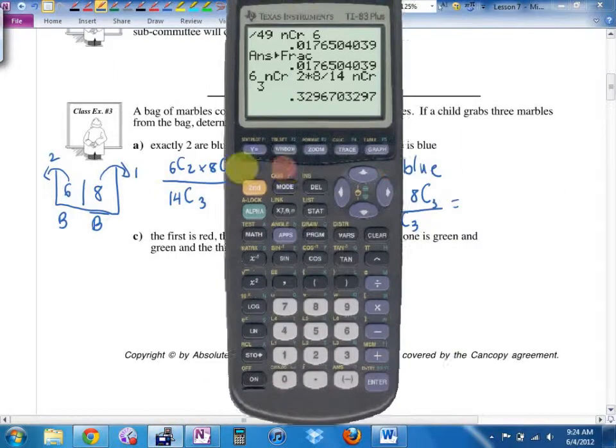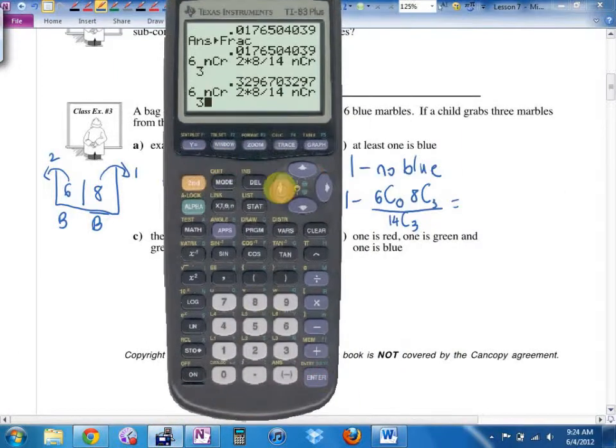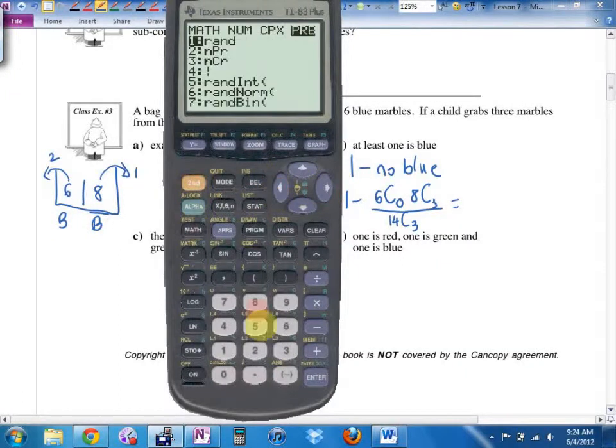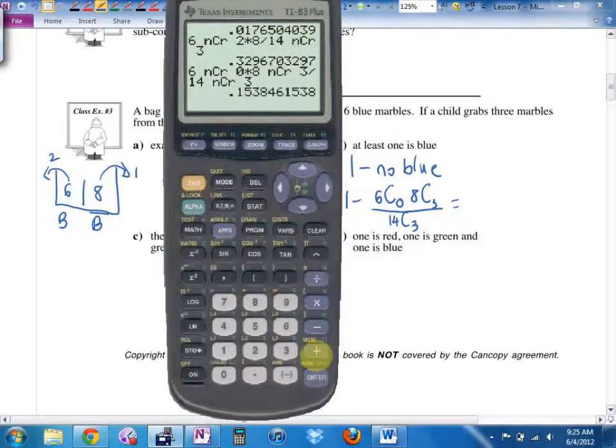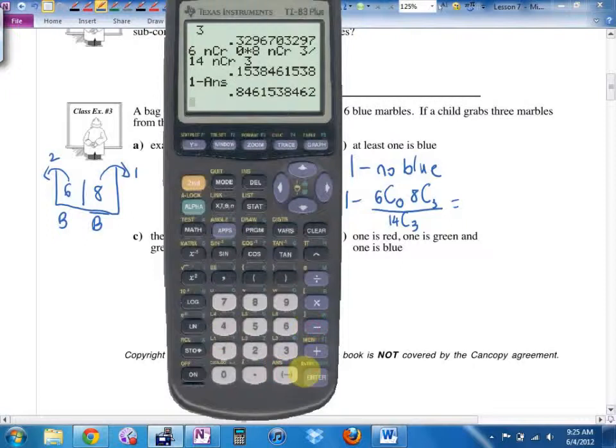This was dumb. I should have typed it properly because I could just use second function edit anyways. Okay, put a 0 there. 8, insert, math, choose, insert, 3. Divided by... 1 minus that. Do you get 0.846?